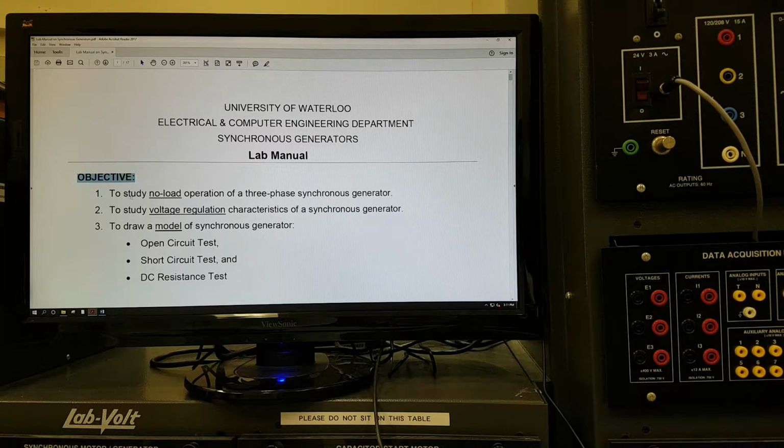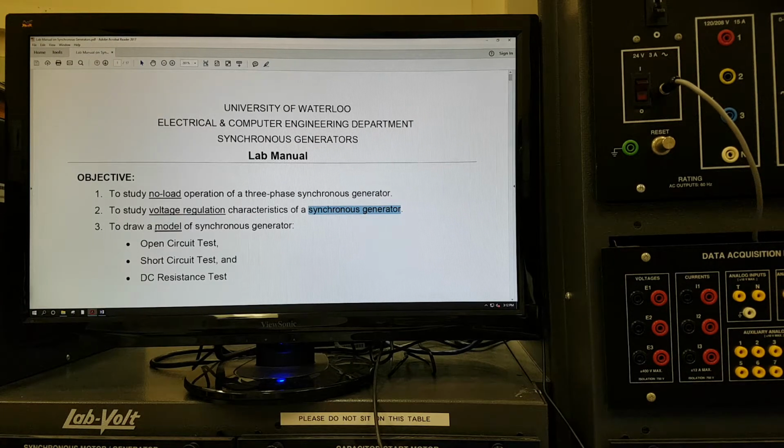The first one is to study the no load operation of the three-phase synchronous generator, and then the second section is to study the regulation characteristics of a generator with different loads like resistive, inductive and capacitive loads, and we'll see how the voltage profile changes with different load. And then we'll try to draw a model of a synchronous generator.